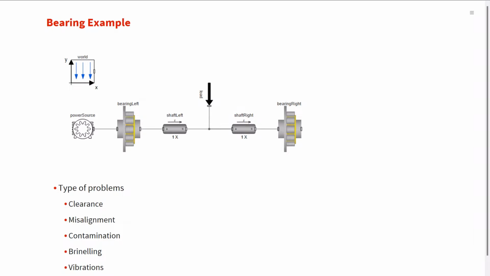Even a minimal shift in the bearing alignment can lead to significant wear and system inefficiency. Brinelling and contamination are prime suspects for the defect in our bearing.